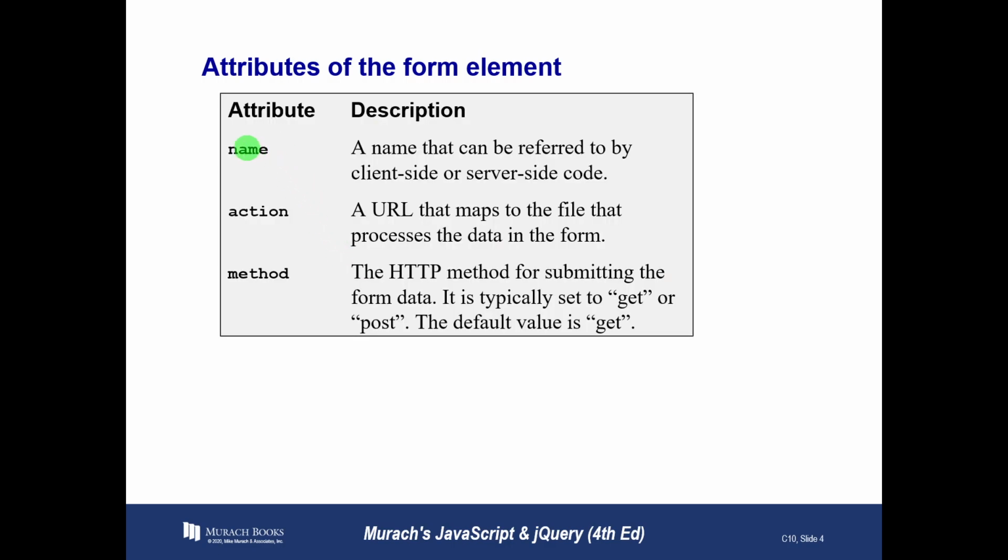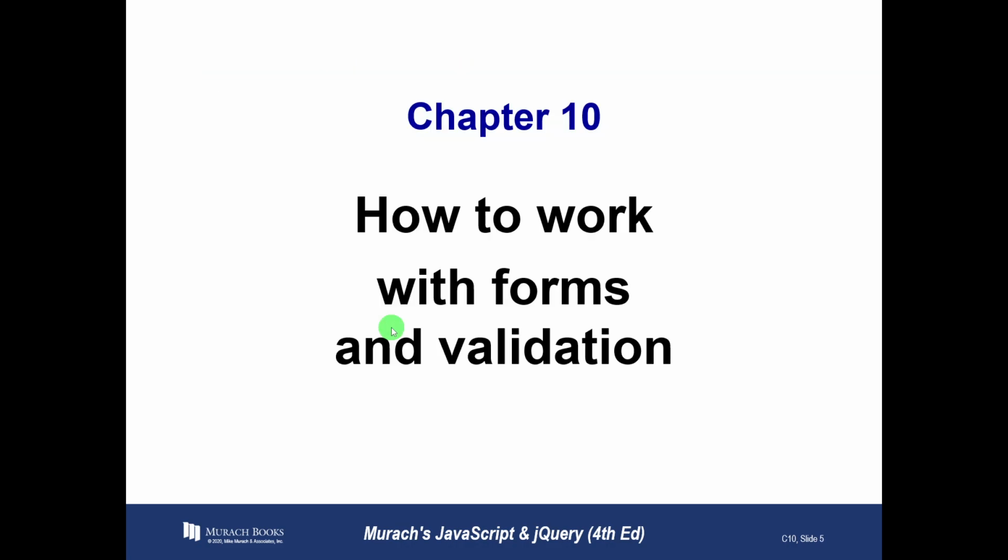So attributes, we've talked about these. Name, a form element needs a name. It's a name that can be referenced by the client side or the server side code when the data gets sent. It has to have the action, which is the URL that we're sending the information to on the server to process the data in the form. And it has to have the method, which is either get or post. So that's just a quick review of the things that are required for a basic form.